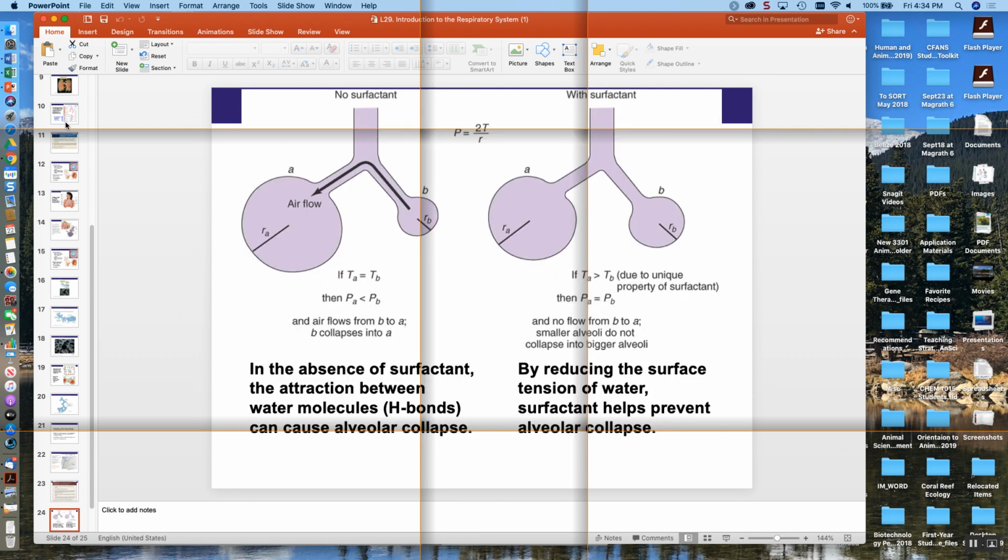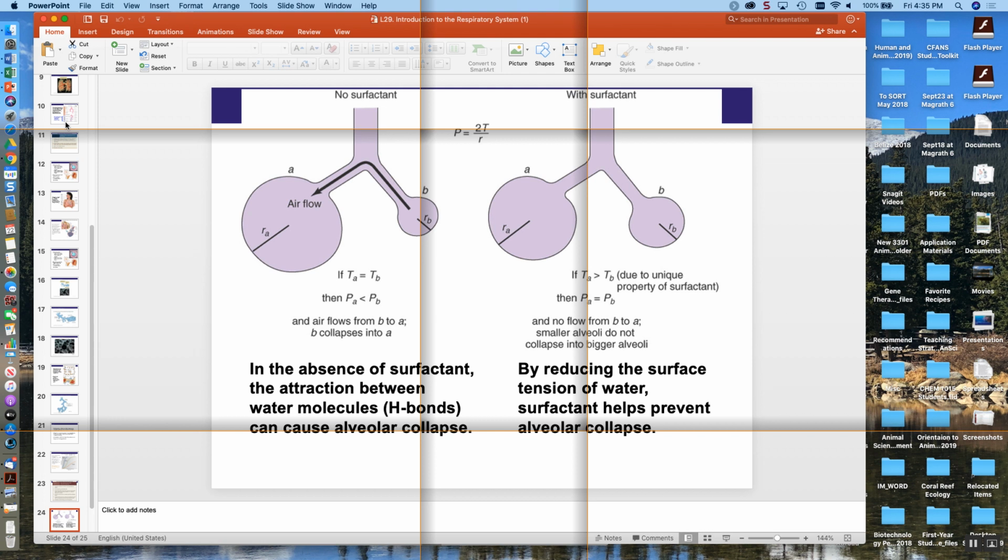So if there's no surfactant, according to this particular equation, let's just take these 2 examples. Pressure and radius are going to have an inverse relationship. So the smaller alveoli that have a smaller radius are going to have a really high pressure, right? Larger alveoli are going to have a low pressure. The problem is air is always going to flow from high pressure to low pressure, and you're going to get alveolar collapse. So that's a problem. What is that going to do? It's going to increase alveolar dead space, right?